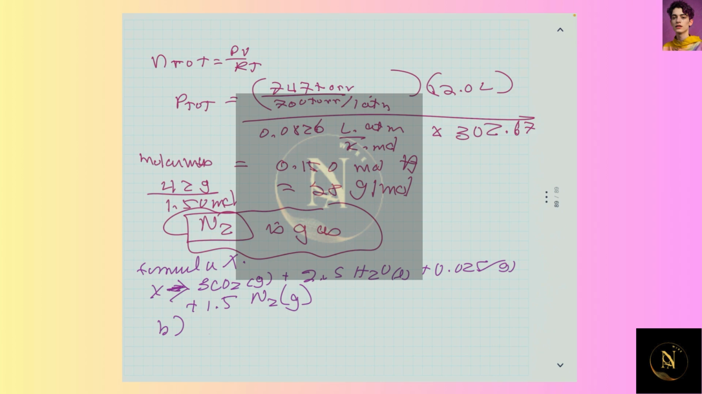Okay, we've got N2 as the formula of A. X will equal 3 moles carbon, 5 moles hydrogen, 3 moles nitrogen and 9 moles oxygen. That's nitroglycerin.